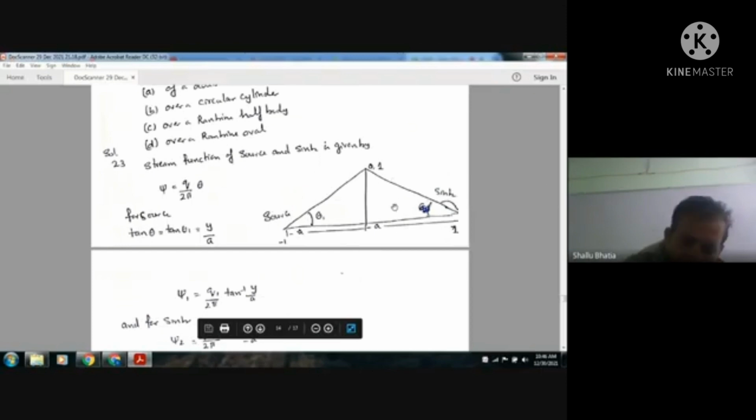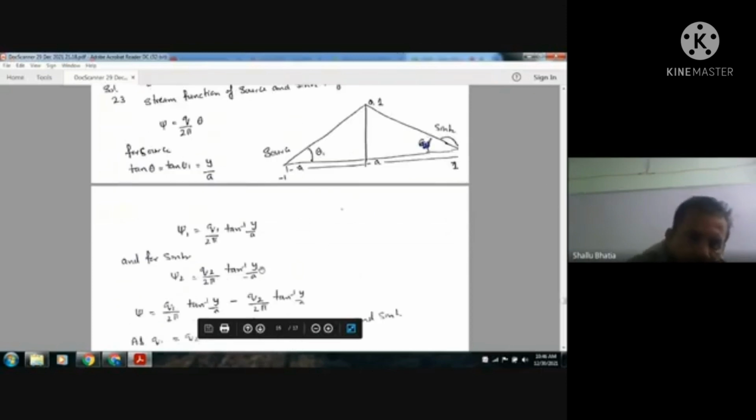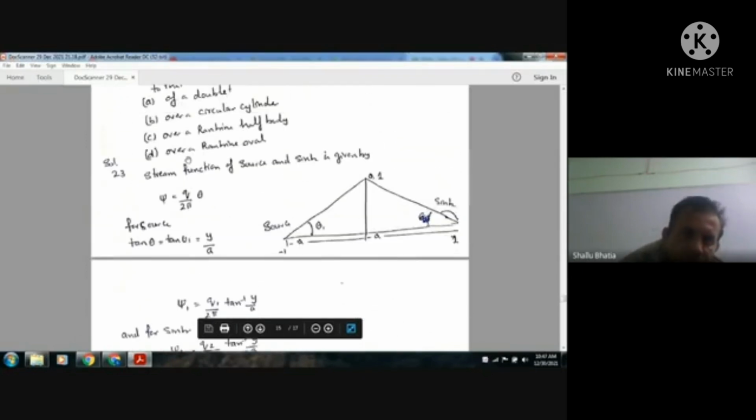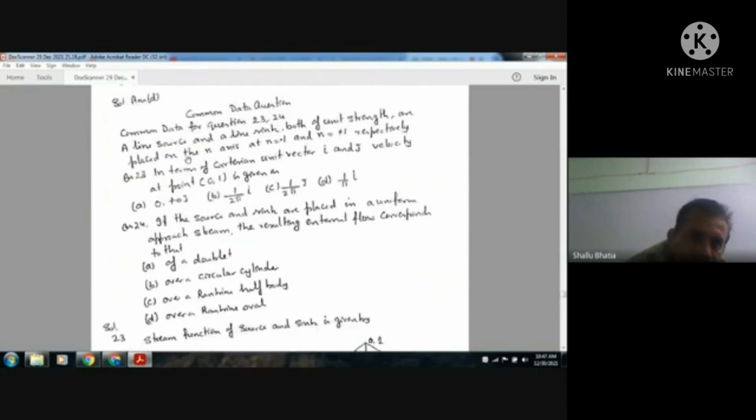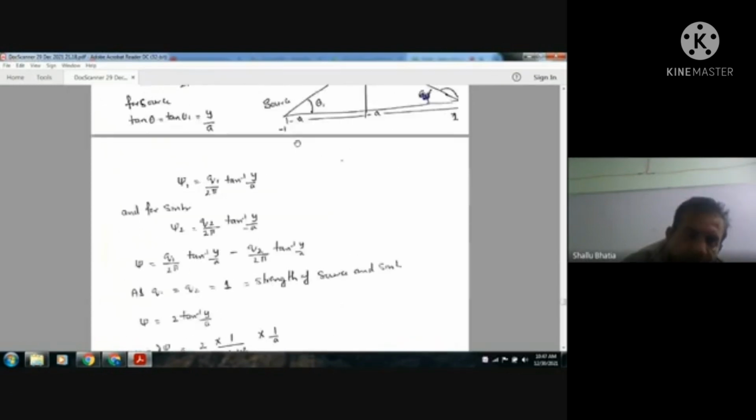Similarly, for psi 2, q2 by 2 pi tangent inverse, here we have to take minus a, so y by minus a. The first is the source, another is the sink, so we have to extract these two. Now the strength of the source and the strength of the sink is the same, that is 1 unit, so Q1 is equal to Q2.